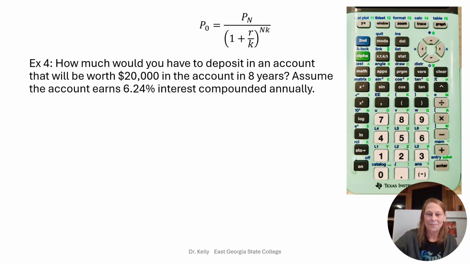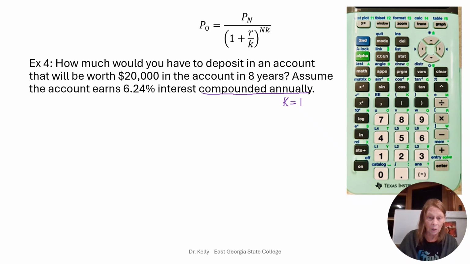All right, so how much would you have to deposit in an account that will be worth $20,000 in the account in 8 years? Assume the account earns 6.25% interest compounded annually. First let's just talk about that. Compounded annually, that always messes everybody up. When it says quarterly or monthly, they remember it readily, but when it sneaks in the word annually, people often forget. Annually means that K is equal to 1. You want it to be annually because your calculations will be simpler.